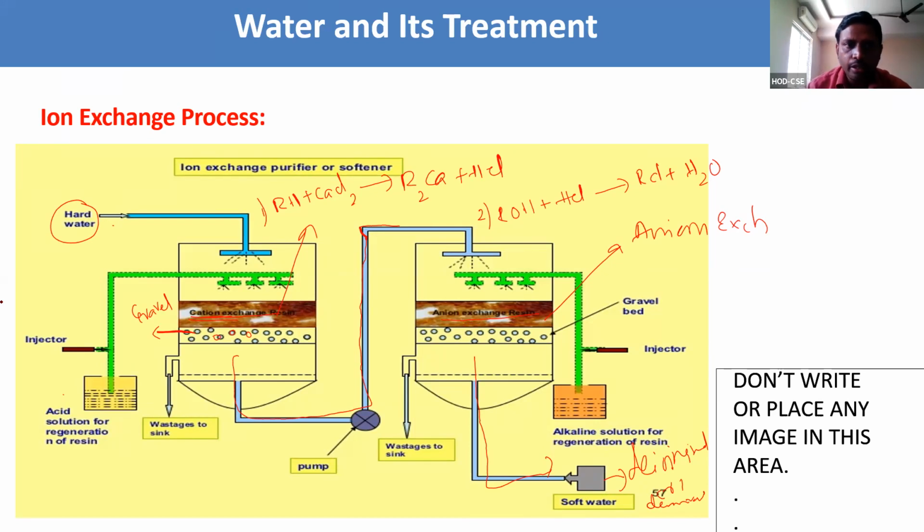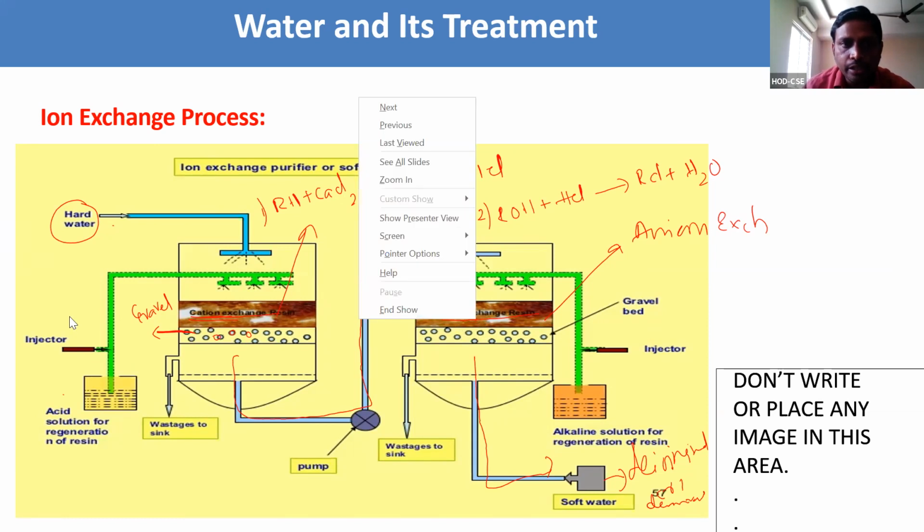Okay, here in this column, now we need to regenerate this process. Because these exchangers are very costly, we are going to regenerate the cation exchange resin by passing the acid solution, and by passing the alkaline solution, we can regenerate the anion exchange resin.